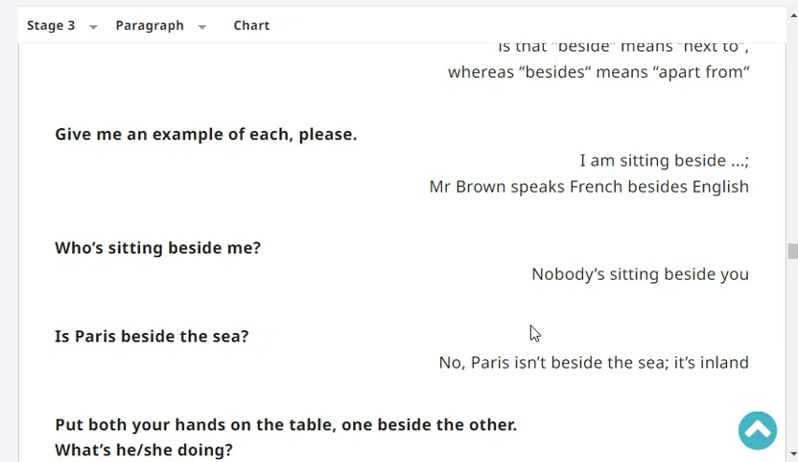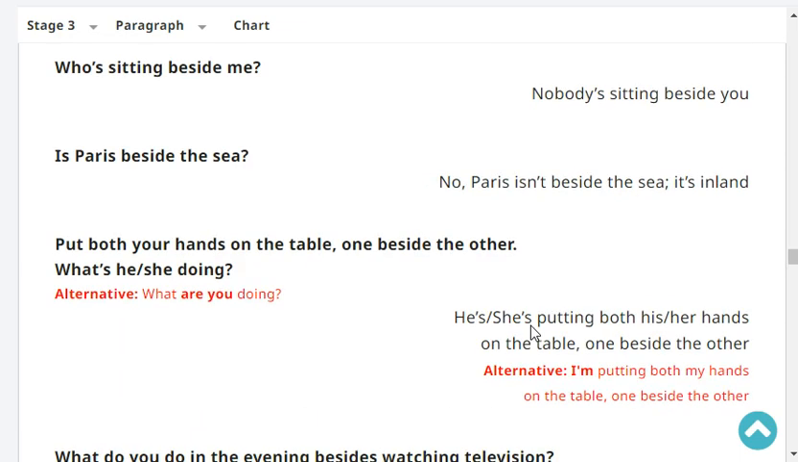Is Paris beside the sea? No, Paris isn't beside the sea. It's inland. Put both your hands on the table, one beside the other. What's she doing? She's putting both her hands on the table, one beside the other. What do you do in the evening besides watching television? I go for a walk, I read, I go to the cinema, etc.